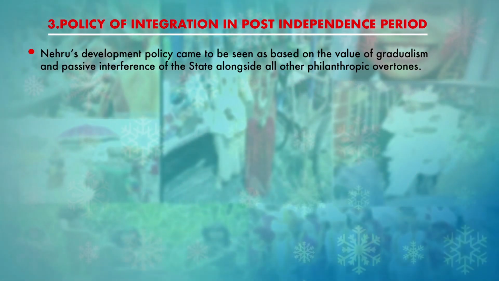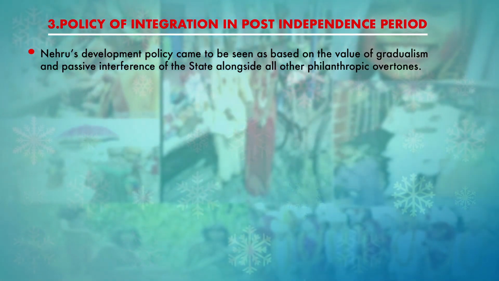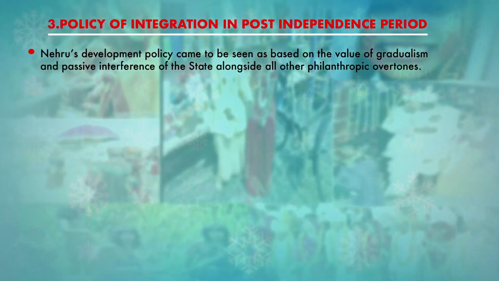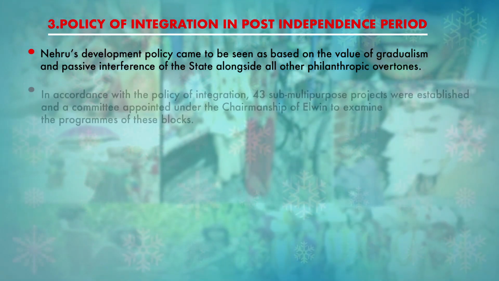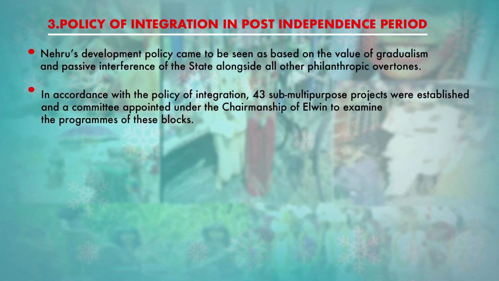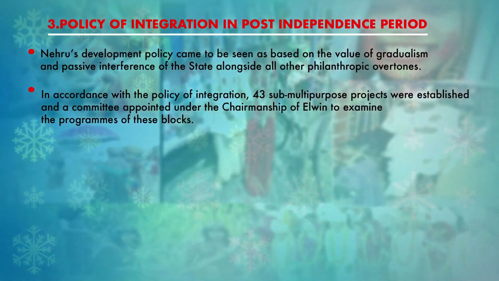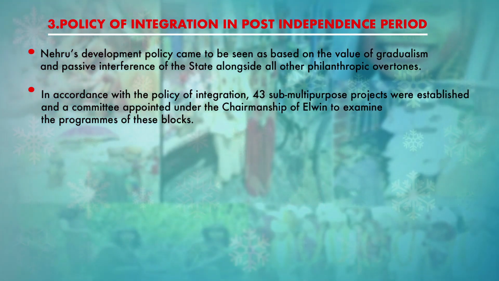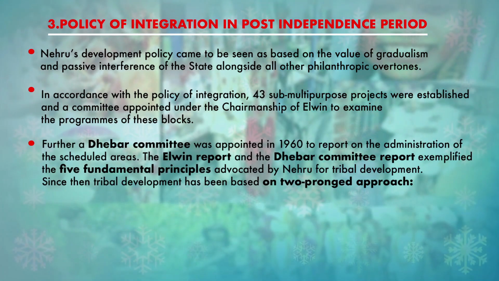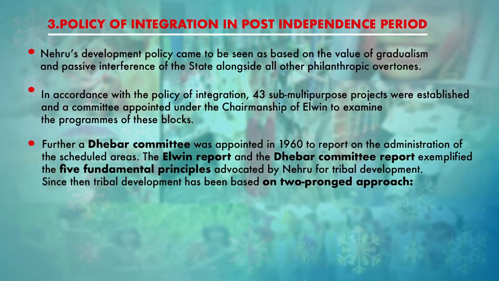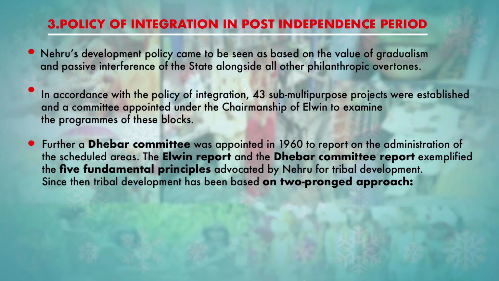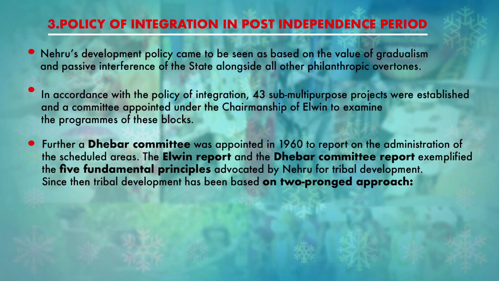Now, Nehru's development policy came to be seen as based on the value of gradualism and passive interference of the state, alongside all other philanthropic overtones. And in accordance with the policy of integration, 43 special multipurpose projects were established and a committee appointed under the chairmanship of Elwin to examine the programs of these blocks. Further, the Dhebar committee was appointed in the year 1960 to report on the administration of the scheduled areas. The Elwin report and the Dhebar committee report exemplified the five fundamental principles advocated by Nehru for tribal development.